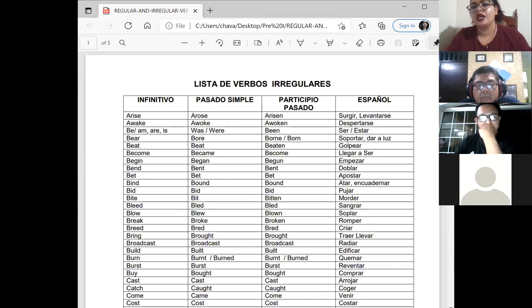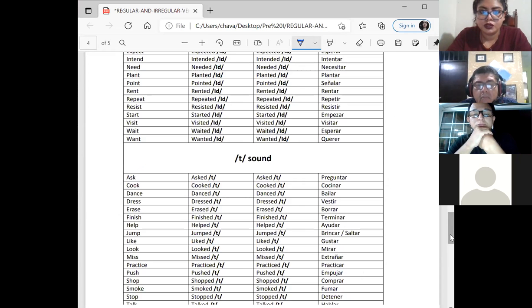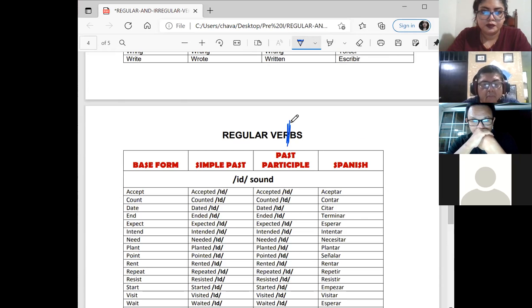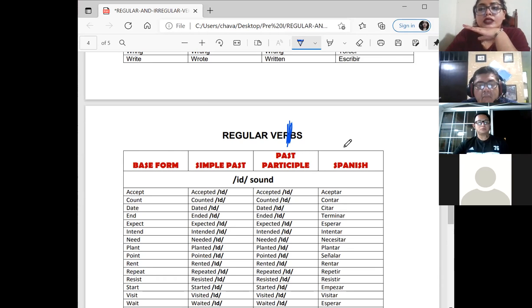If you can see at the top of the list, we have infinitive, simple past, and past participle. In this case, we are going to use this one in irregular verbs, and this one of the regular verbs, the past participle. So, I will give you time, like 5 minutes, to create one sentence per structure: one for positive, negative, question, then just one for simple past.